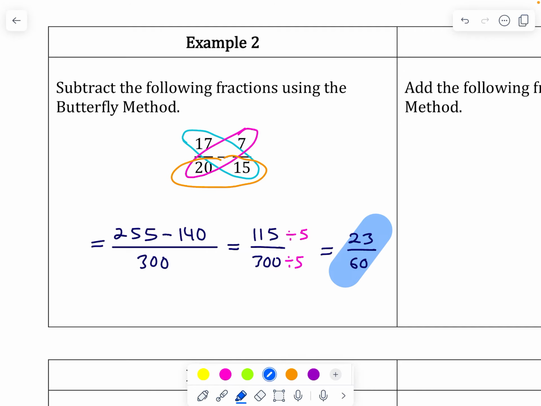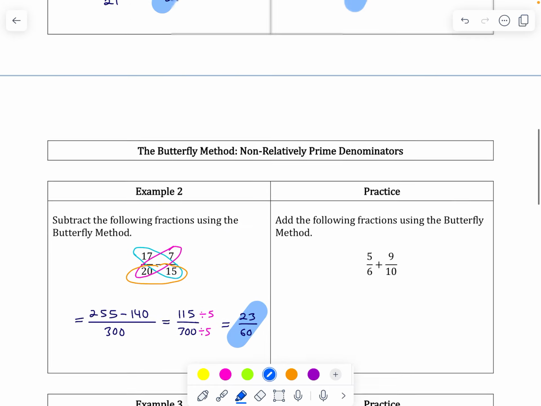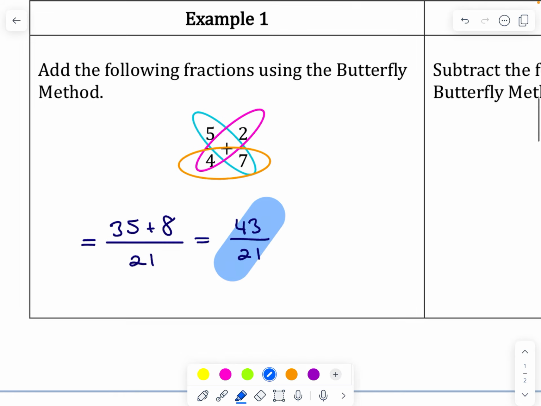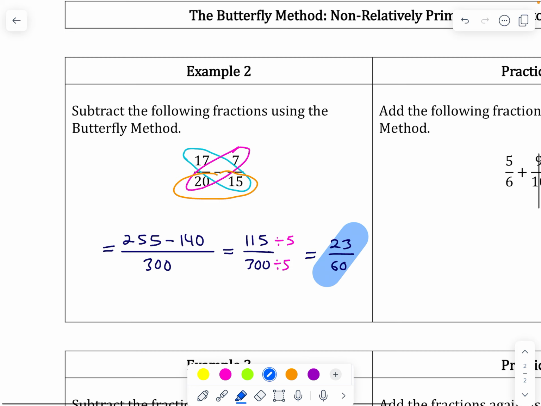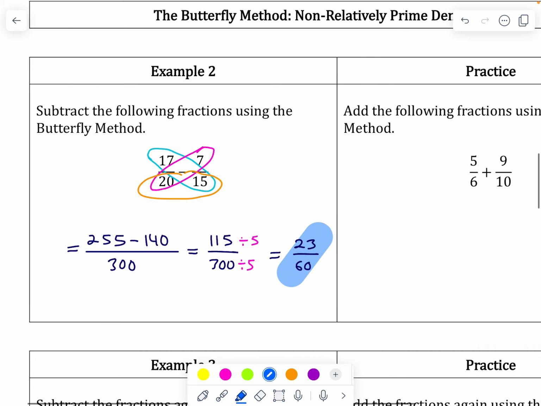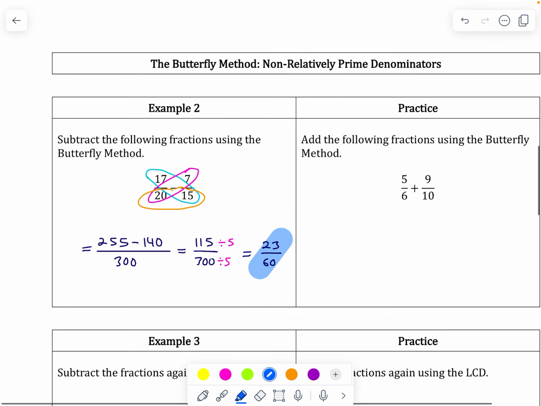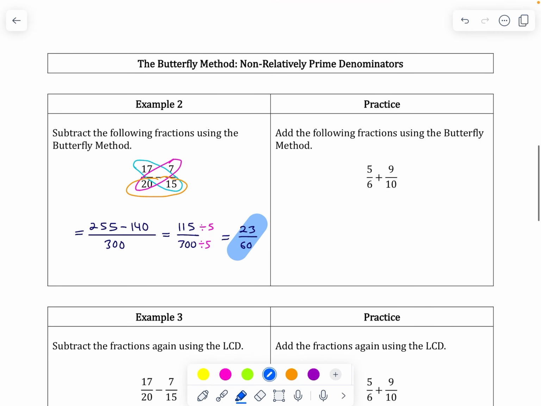So the butterfly method still got the job done. However, notice that we did not have to reduce in example 1, but here we did have to reduce. And that, again, is because the denominators were not relatively prime. That is why we had to reduce. Go ahead and try the practice problem exactly like we did example 2.